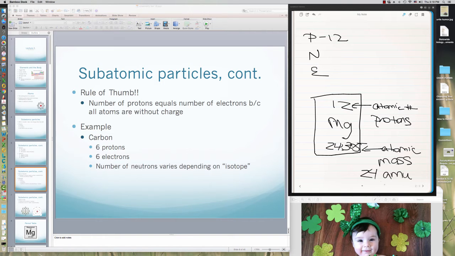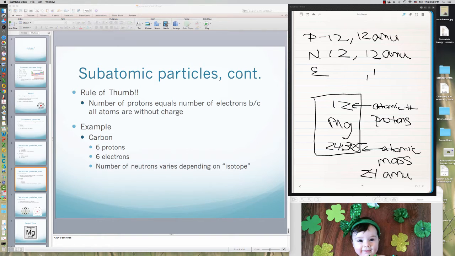Now, since you know there are 12 protons, and each proton weighs 1, that means 12 of your atomic mass units are made of protons, and your other 12, in this case, since 24 minus 12 equals 12, are your neutrons, since each neutron weighs a single atomic mass unit. So that means you have 12 neutrons as well.